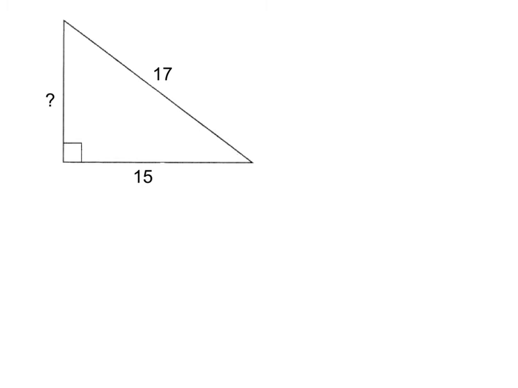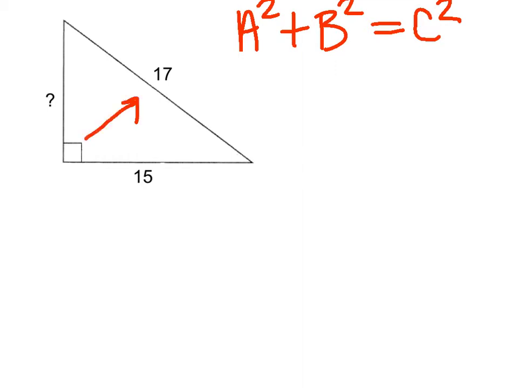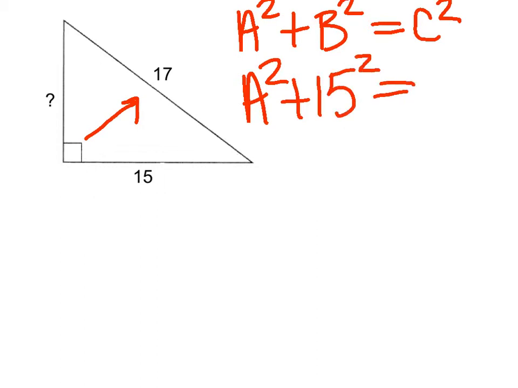Okay, for example 4, another Pythagorean theorem question. What are we looking for, a leg or the hypotenuse? A leg, right. And one's a hypotenuse. Okay, plug in 15 for our B, plug in 17 for our C.